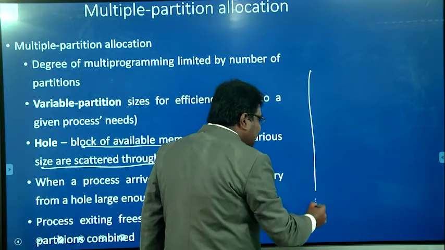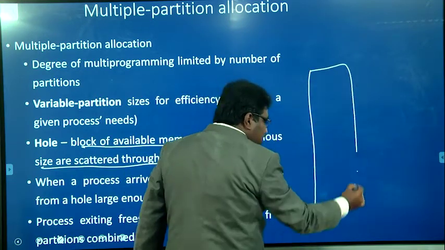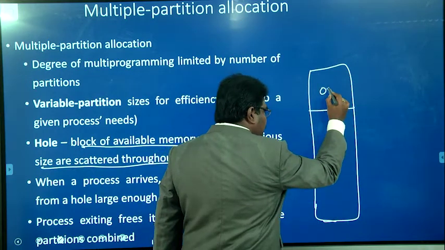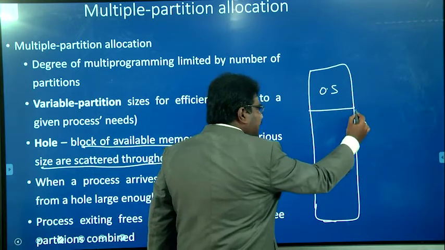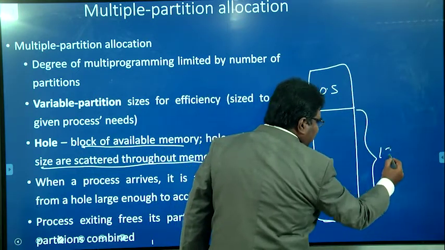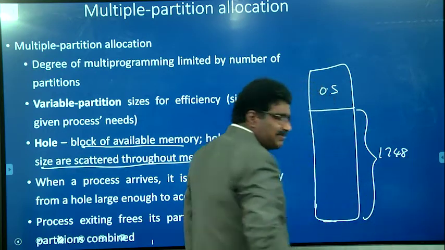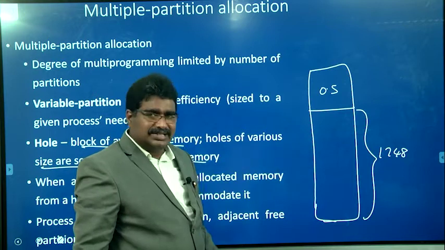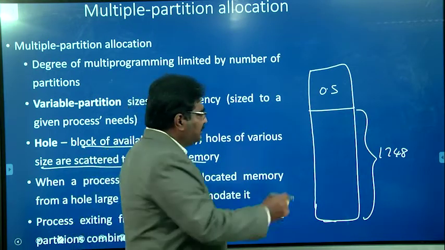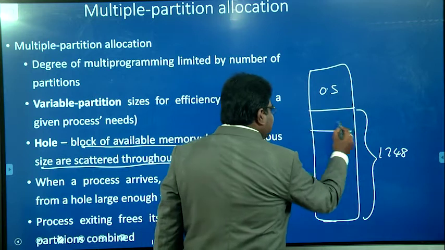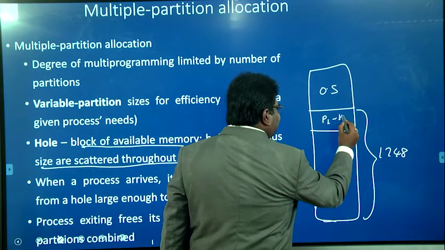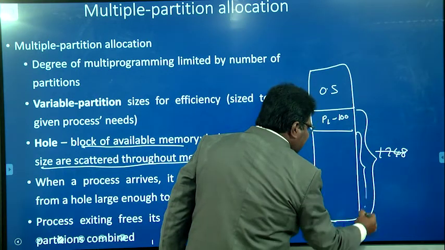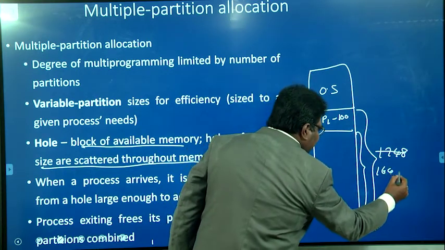We are assuming that initially this is the total primary memory, and this portion is allocated to the operating system, and that a total of 1748 free space is available. So how many holes are existing? Only one hole, and its size is 1748. We are assuming that the P1 process's size is 100 MB. What is the remaining free space? Now in that case, only 1648 is available.